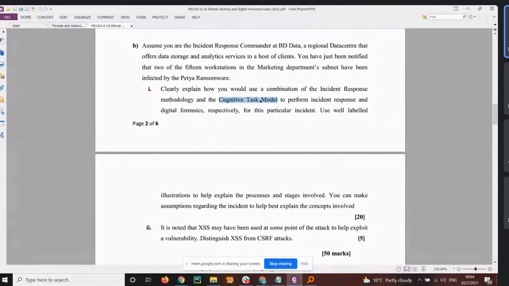The cognitive task model is a sequence of steps that you follow every single time you want to perform a forensic investigation. What do you do right from the first stage, where you collect the evidence, up to the final stage where you go into a court of law and you explain what happened in that particular case. So the thing that explains that whole investigative process is the cognitive task model, which I also explained at quite some length in those videos and audios.